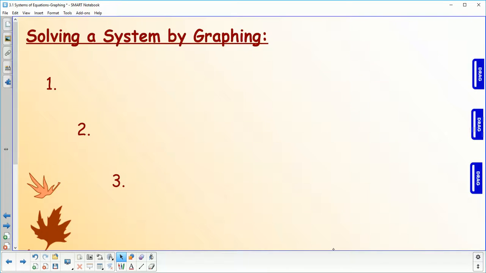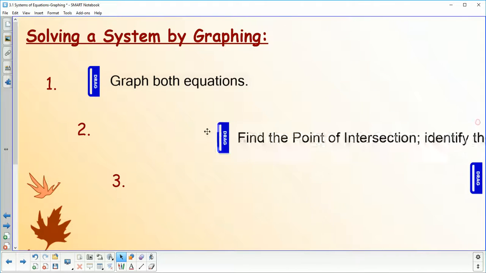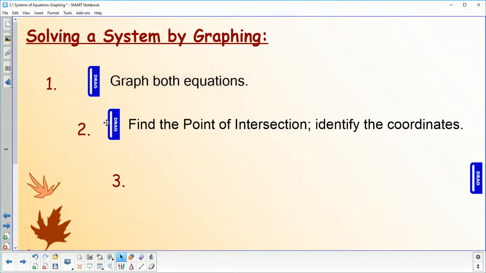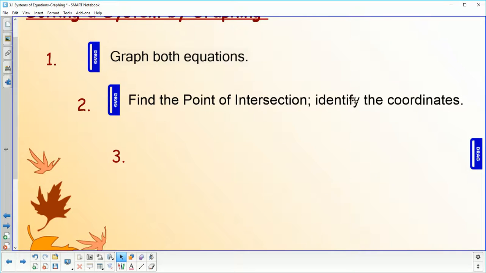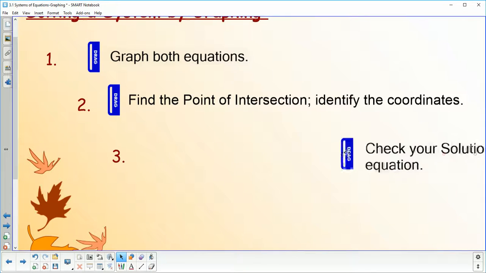Okay, so the last thing we're going to talk about is how to solve a system by graphing. Really, this isn't going to be anything new for us. We're going to start by just graphing both of our equations. So instead of doing one line, we do both lines on the same grid. And then we find the point of intersection. So there's either going to be, remember, one point of intersection, an infinite amount if you have the same lines, or 0 if the two lines are parallel. And you identify those coordinates. So we want our x and our y coordinates.